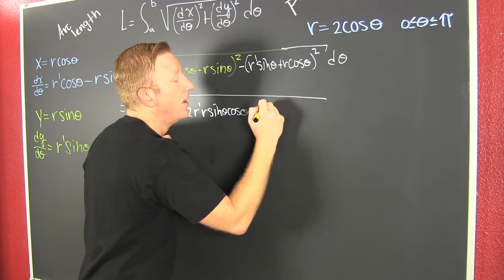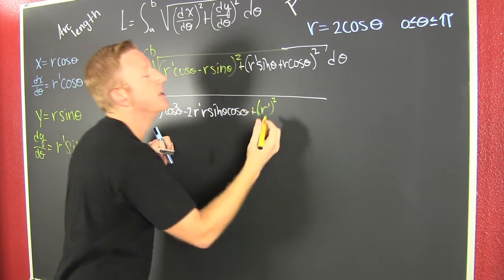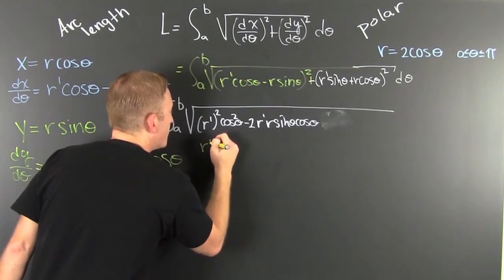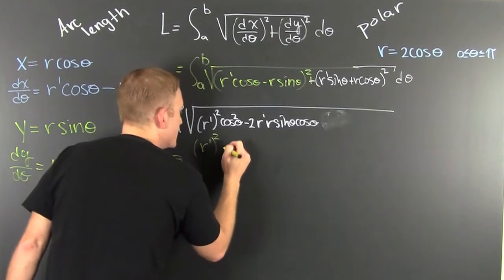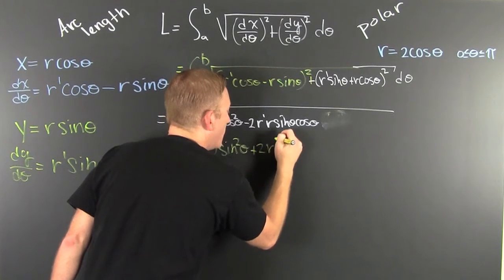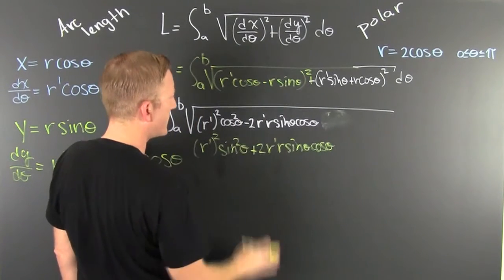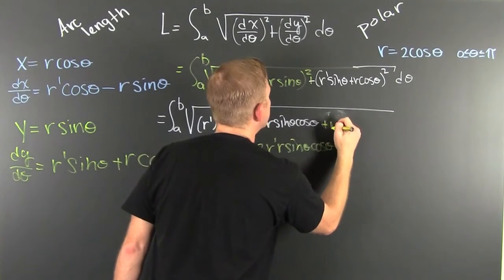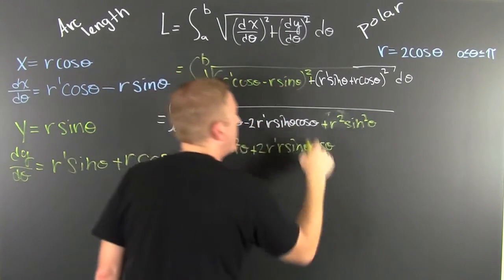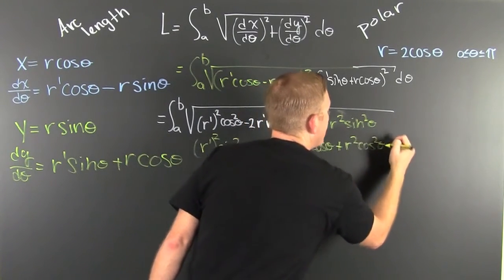That's r prime squared. Whoa there, that's a plus. Expanding that out, that's r prime squared times sine squared theta, and then plus 2 times r prime r sine theta cosine theta. I forgot a term on that one: that's a plus r squared sine squared theta. Then I need to square that one out: plus r squared cosine squared theta.